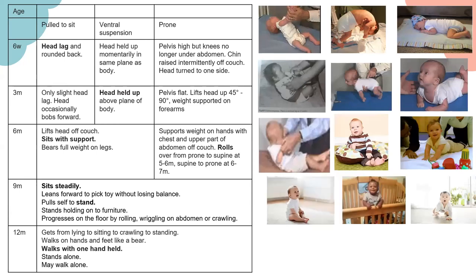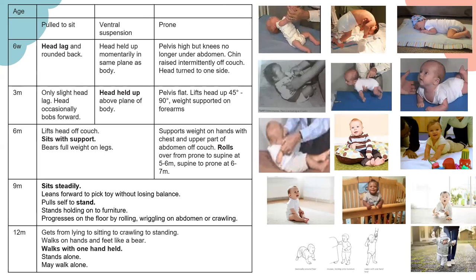And by 6 months, the baby would anticipate the pulling, and the baby can also sit with support. Okay, so basically this is the evolution of sitting. By 9 months, the baby can sit steadily with a straight back and without support. So the next column will be ventral suspension.